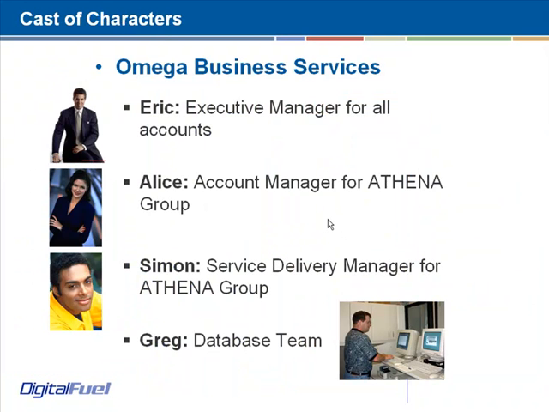Through the demonstration, our sample provider will be called Omega Business Services, and we'll see a few of the users who take part in those scenarios. We have Eric, an Omega executive who we'll see in his scenario. We have Alice, who plays the role of an account manager for the account Athena Group, taking actions on two tasks, the customer onboarding process as well as the end of month review process. And finally, we have Simon, who is the service delivery manager and walks through the scenario of preventing a breach with the help of Greg from the database team.